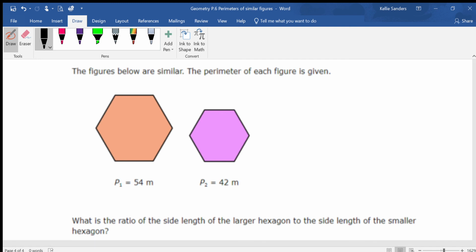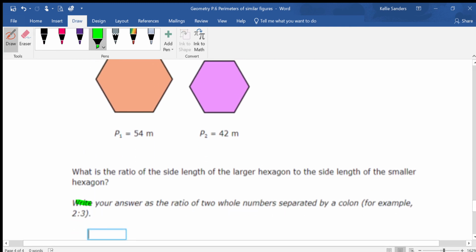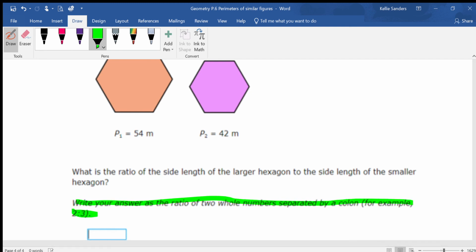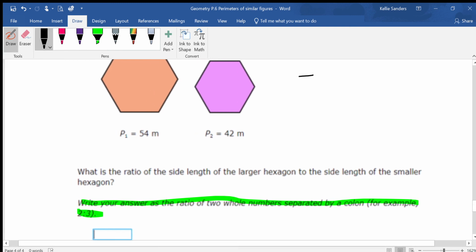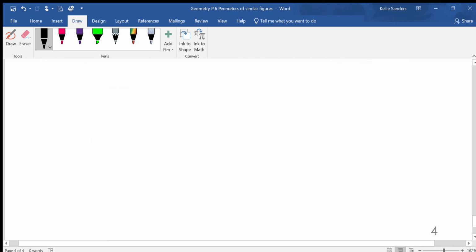What is the ratio? So we're just looking for the ratio. Let me see if it gives me instruction. Yeah, okay, that's what I was looking for. Write your answer as a ratio of 2 whole numbers separated by a colon, for example, 2 to 3. So we would do 54 to 42, but we always need to reduce. And 6 goes into both of those. 6 goes into 54 9 times, and 6 goes into 42 7 times. And that would be your answer. That's it.